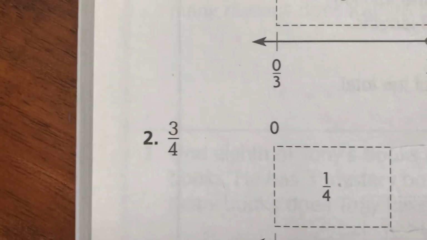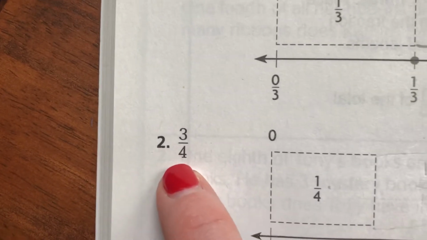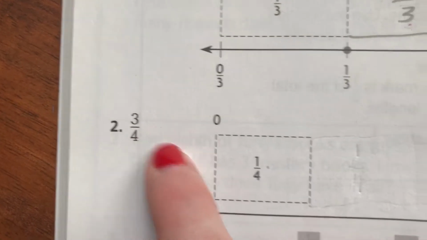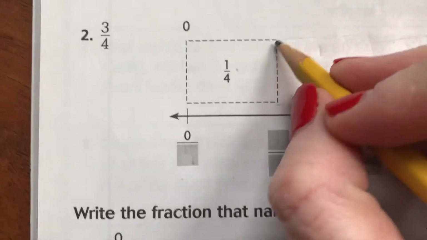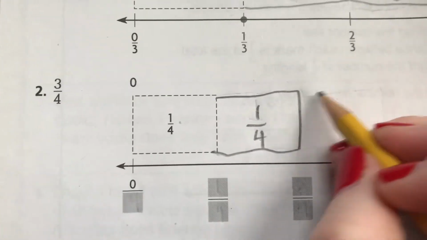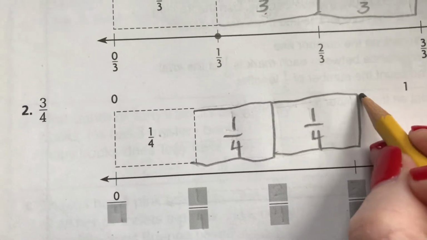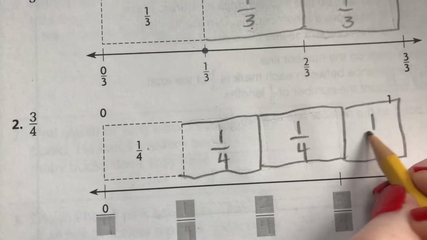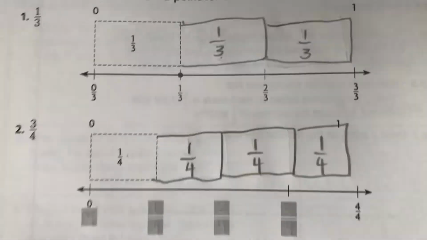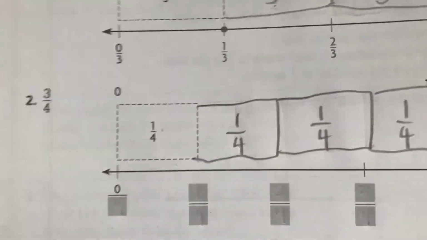I look at my next fraction, I have 3/4. I look at my denominator is 4. That means I need 4 equal parts. So I have 1/4, 1/4, 1/4, and 1/4. Okay, I have 1, 2, 3, 4 parts.